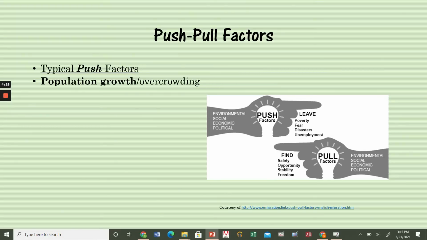Population growth or overcrowding. Right? Europe was a much, much more crowded place than America in the 19th century. And when you have overcrowding, you often have shortages of housing and that sort of thing.